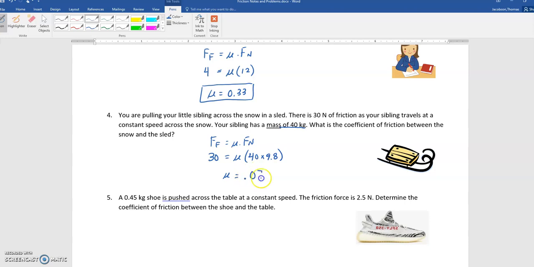And you might ask yourself, is that good? And the answer is yeah, and the reason why that's good is because it's between 0 and 2, and there's very little friction between snow and a sled, so it should be a really low number. It should be closer to 0. So that's how you do these problems.